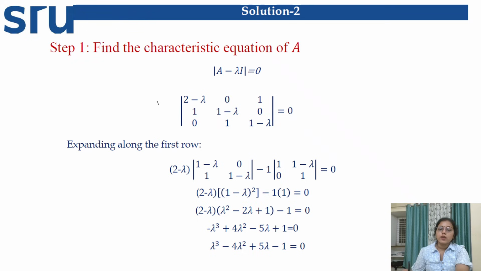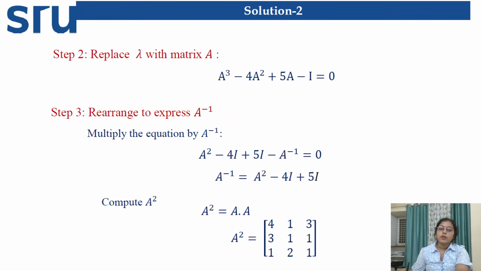So this is your equation, expanding along the first row. So you get this type of equation. This equation is your characteristic equation. For the verification, in the place of lambda, you have to replace A, so you get this equation. Now you have to multiply A inverse in this equation.